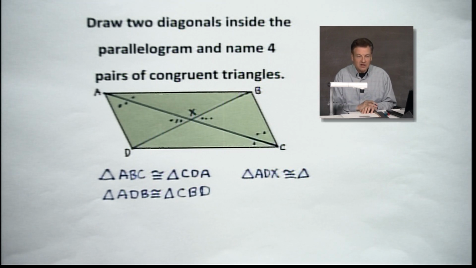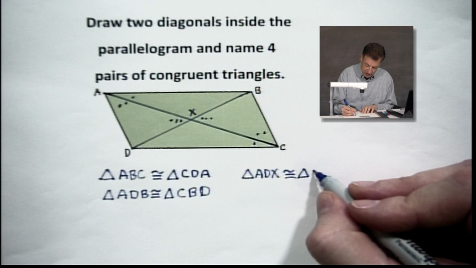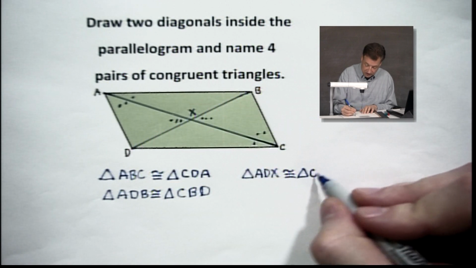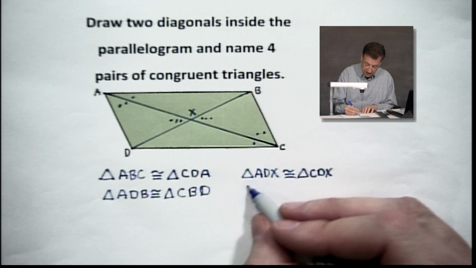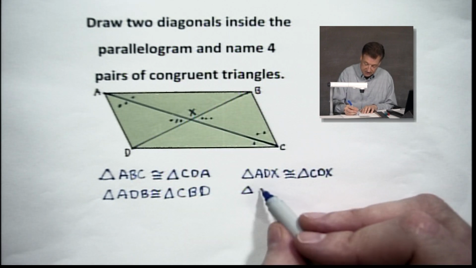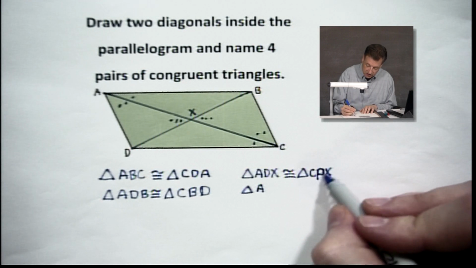How about it? If you've got ADX, how about CBX? CBX looks good to me, because X and X in the middle are vertical angles, right? So CDX. And let's play the upper and lower triangles, because they also work. AXB. Should that be, did I do that right? CBX. Yeah, thank you. That's why you're here.